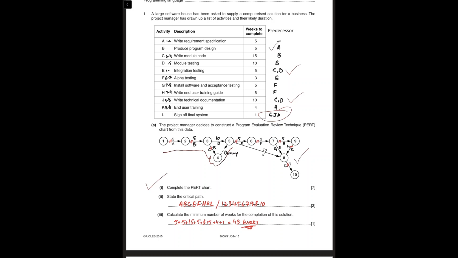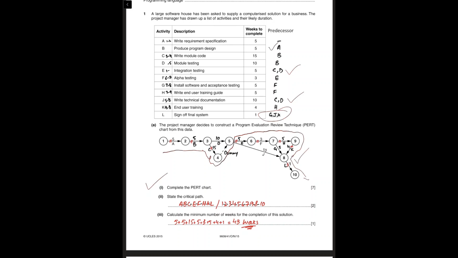Node 5, we cannot take J as J is 10, but if we go from this side, E is 5, and then F is 3, and then H is 5, and K is 4. So this is more than 6, 7, 8. So we will take 6, 7, 9, and then we will reach 8, and afterwards we go this way. So this would be our critical path having most number of weeks on it.